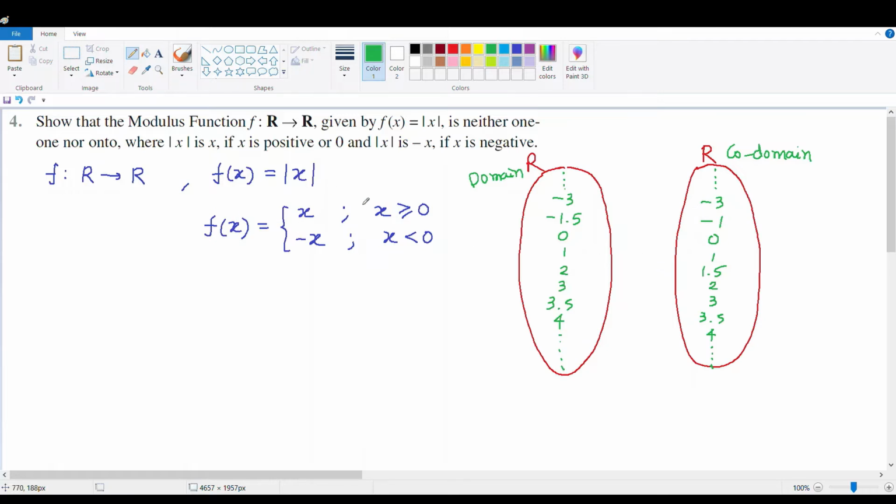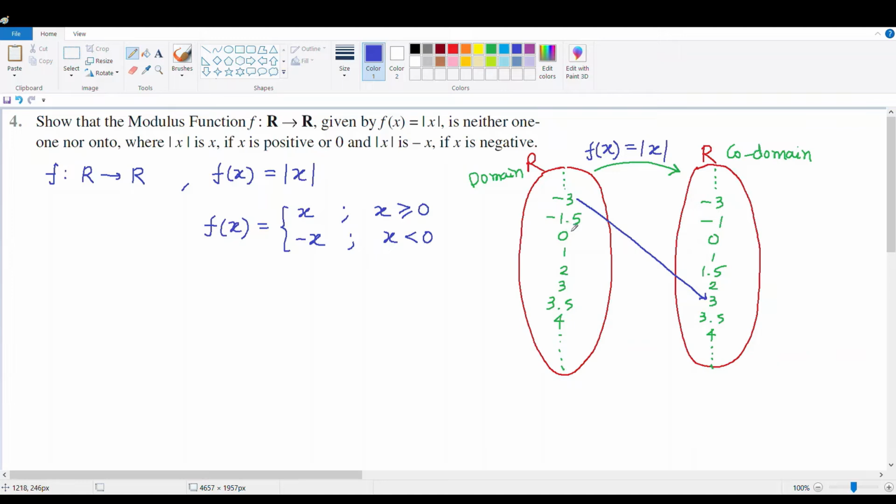Okay, so the function that you are given is f of x from this R to this R, and that f of x is mod of x. Now, if you find mod of negative 3, what is it going to be? That means the absolute value of negative 3 is going to be positive 3, because we know if you plug in negative 3 in here, then mod of negative 3 is going to be positive 3. So this negative 3 is going to get connected to 3.